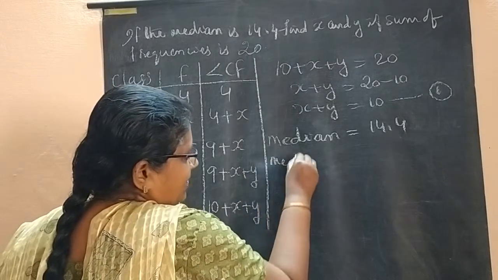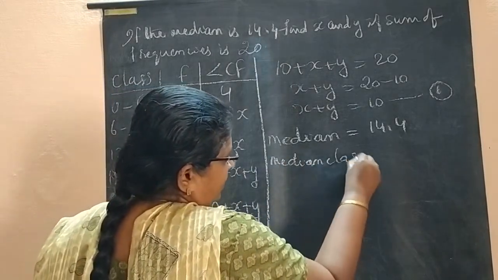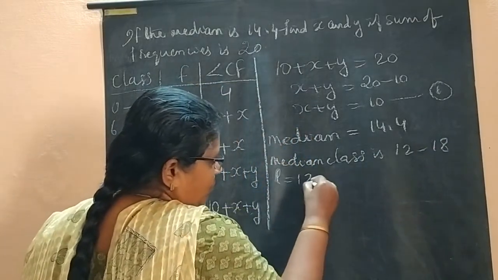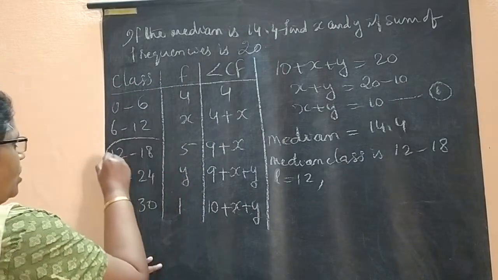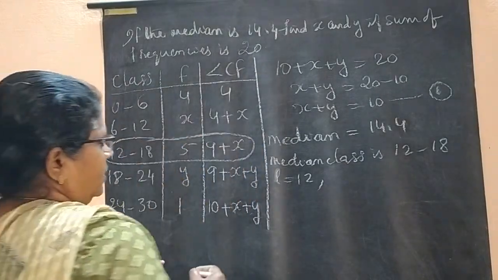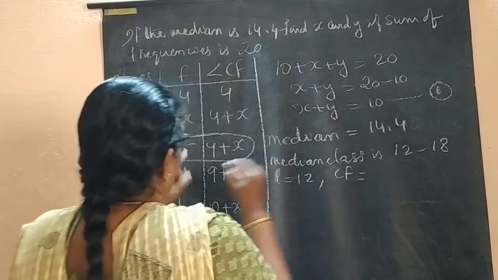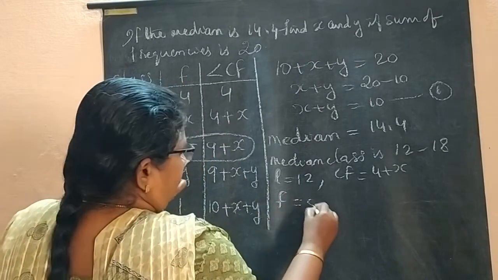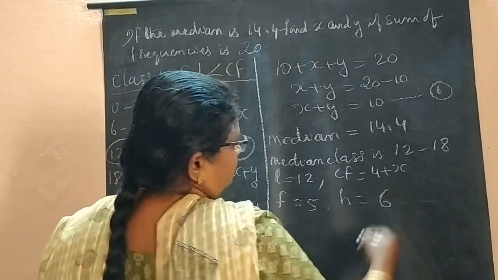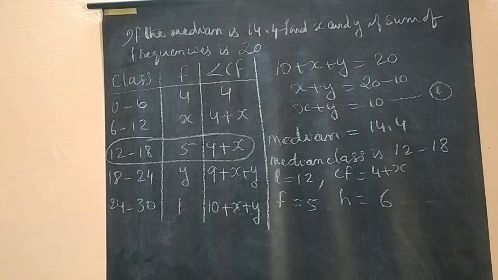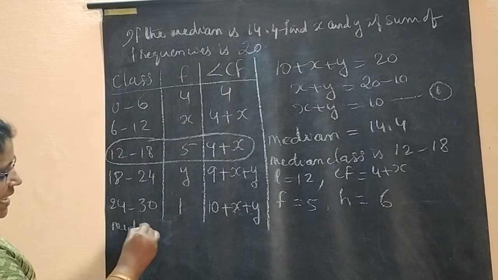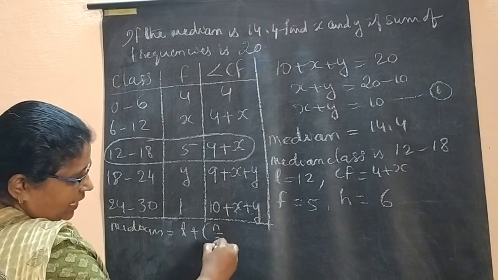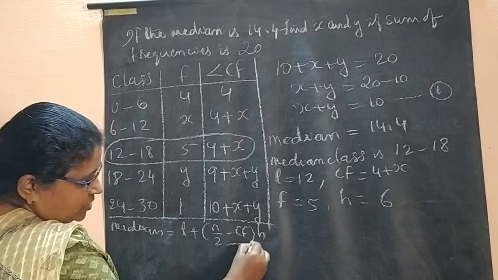So you have to write median class is 12 to 18. So L is equal to 12. So now just you round off. Then CF just before, that is 4 plus x. f is 5. h is 6. Now write the formula. What is the formula? Median is equal to L plus (n by 2 minus CF) into h by f.